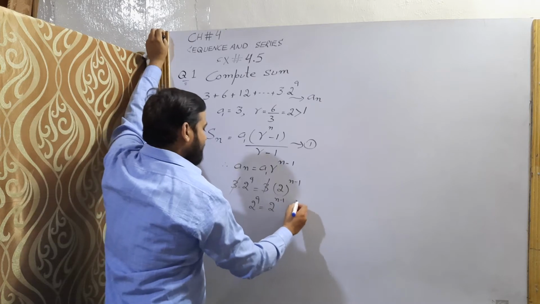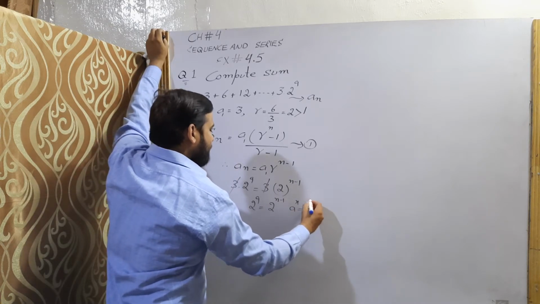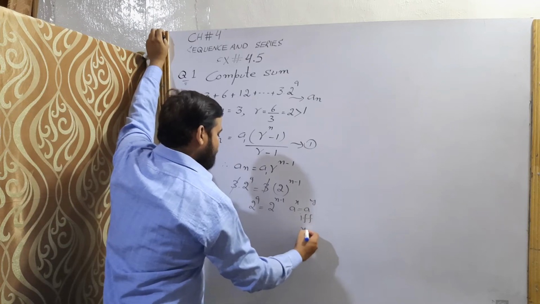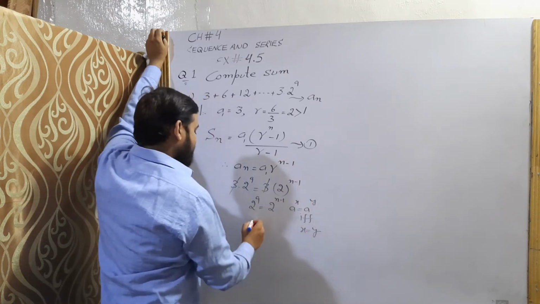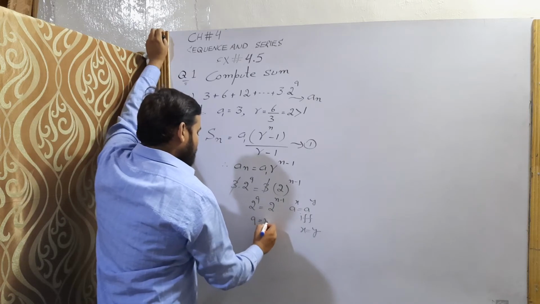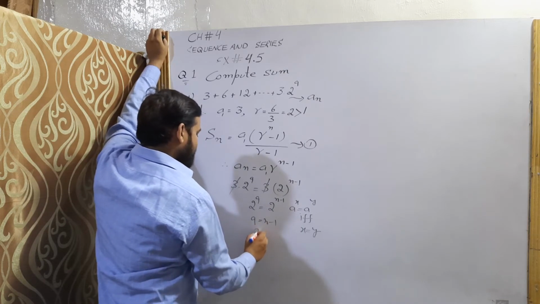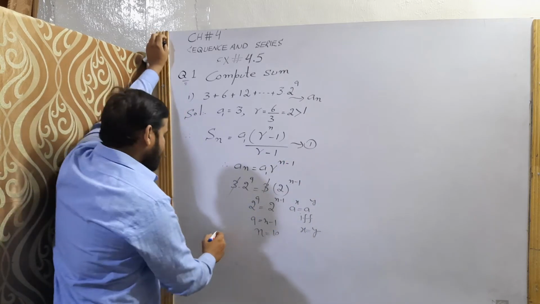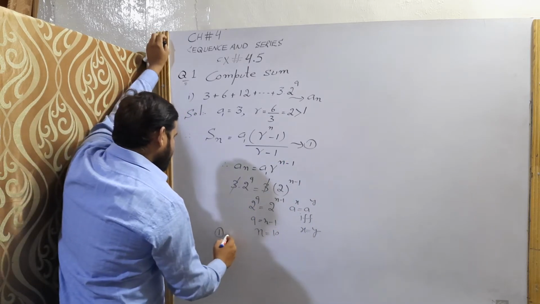So, we know that a to the power x equals a to the power y if and only if x is equal to y. So in this case 9 is equal to n minus 1. So the number of terms is 10. Now simply put the values in equation number 1 and we get the sum.